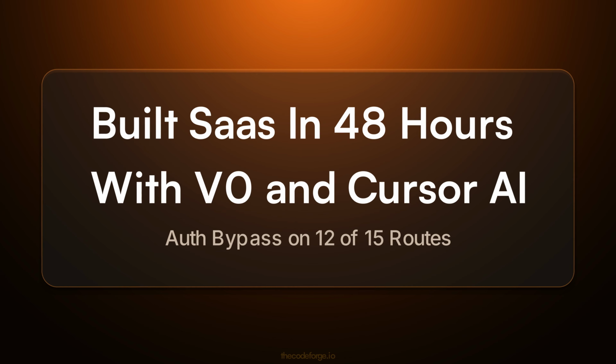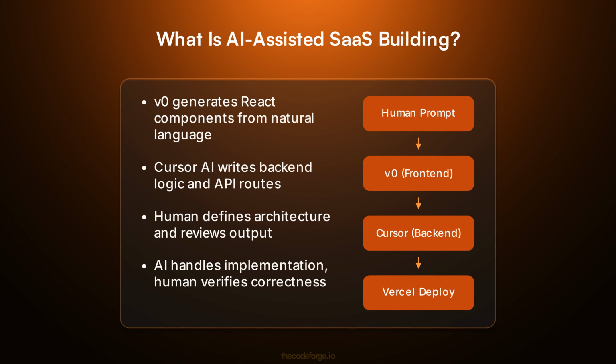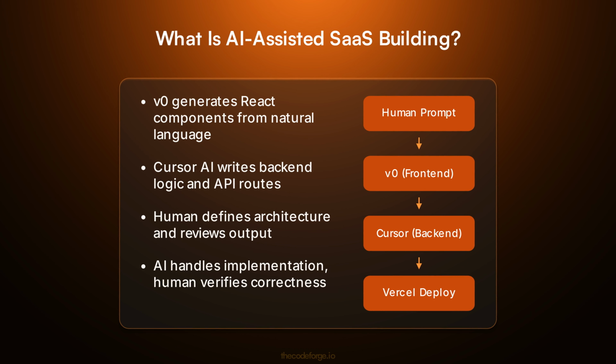behind that failure. AI-assisted SaaS building uses V0 for UI generation and Cursor AI for backend logic. The human defines the architecture and reviews the output, while the AI handles implementation details. This workflow accelerates development but introduces risks if security is not manually verified.